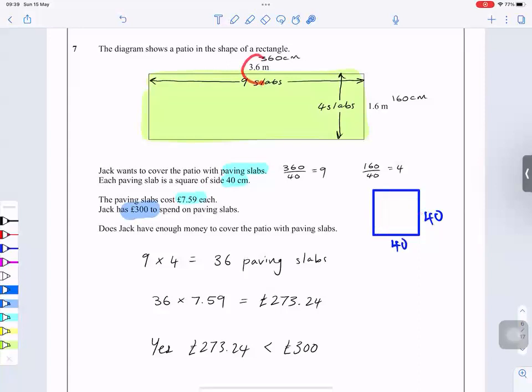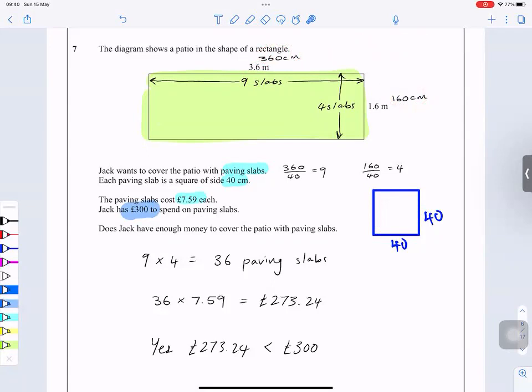So you change the 3.6 meters to centimeters. It becomes 3.6 times 100 centimeters. That gives you 360 centimeters. 1.6 times 100 gives you 160 centimeters. So you go 360 times 160 to get the area.